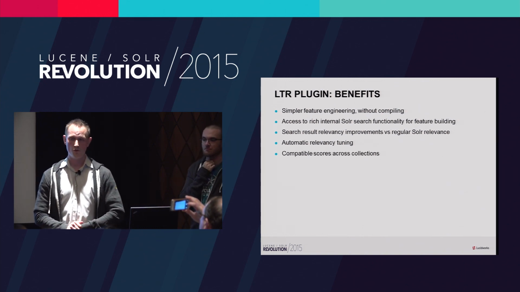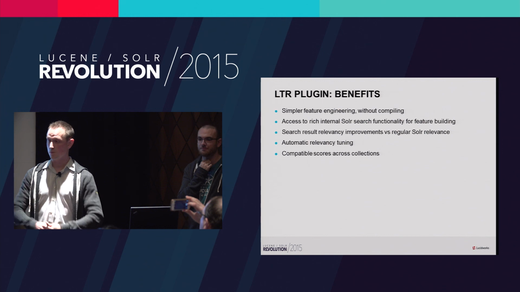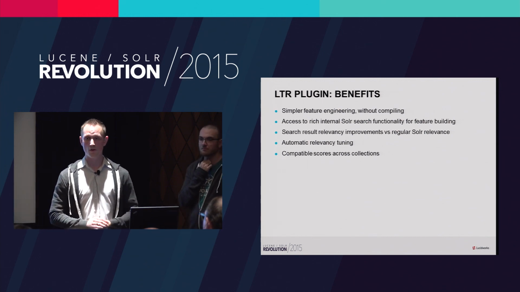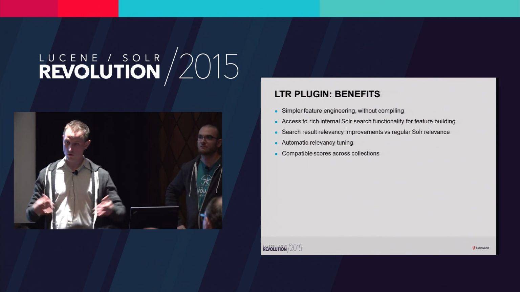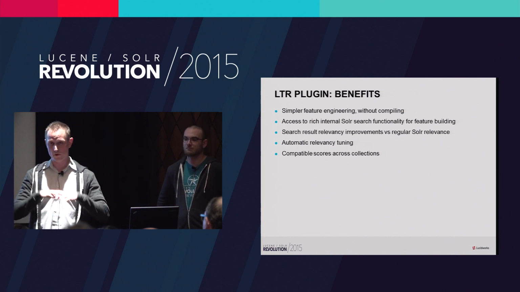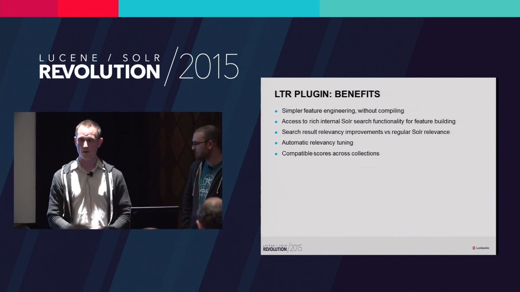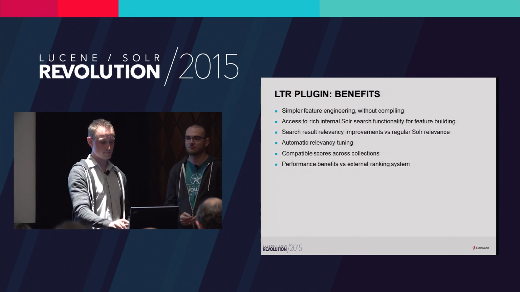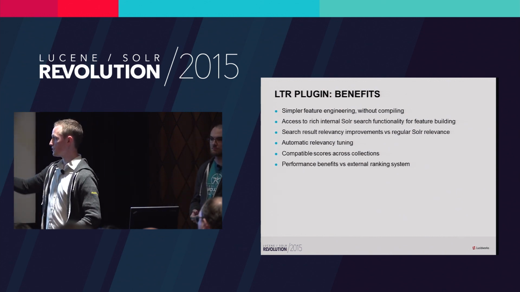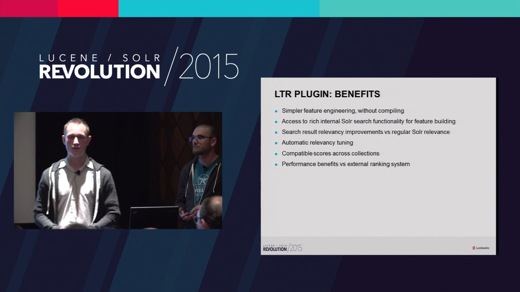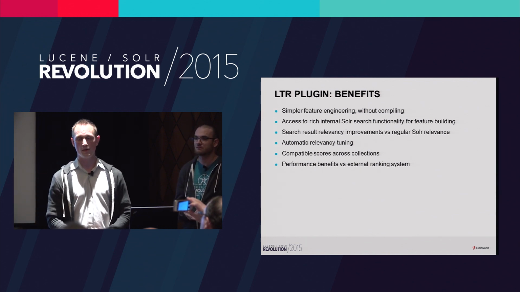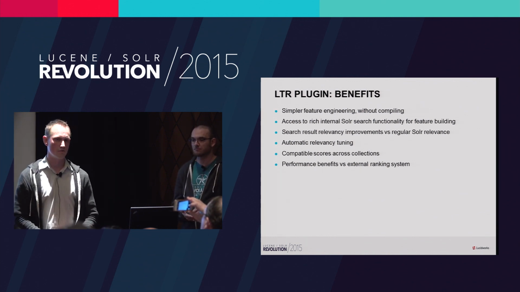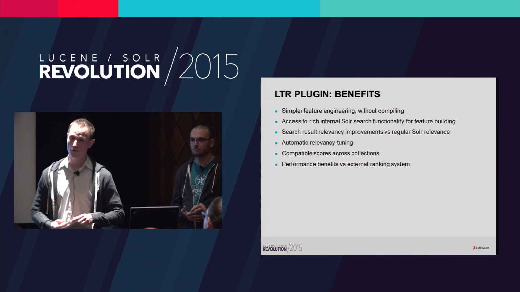And again, if you train a single model across multiple collections and use that same model for all those collections, the scores are actually comparable. So if you have a federated search, you can actually combine all the documents across collections into a single unified list. And lastly, you also get performance benefits because now this is actually sitting inside of Solr, and you're not transporting stuff over the wire to whatever other services you might have.